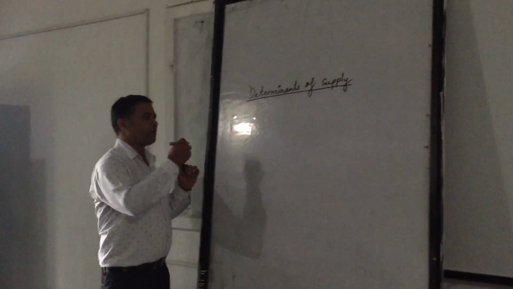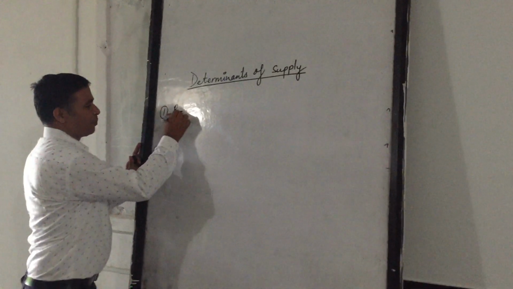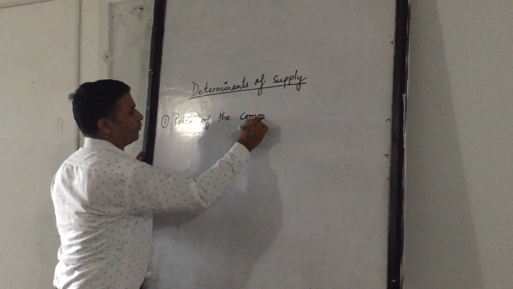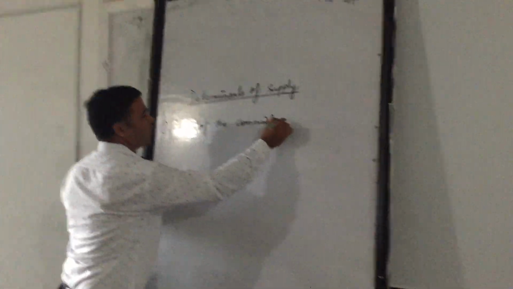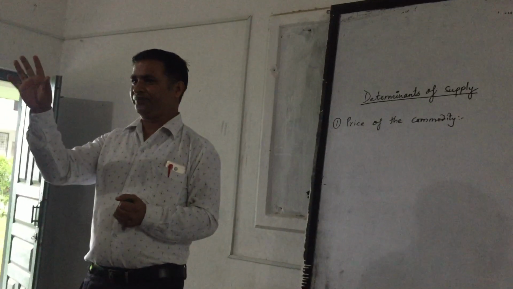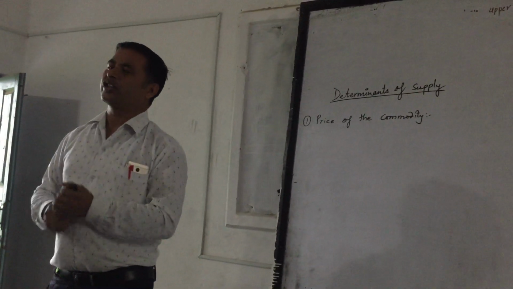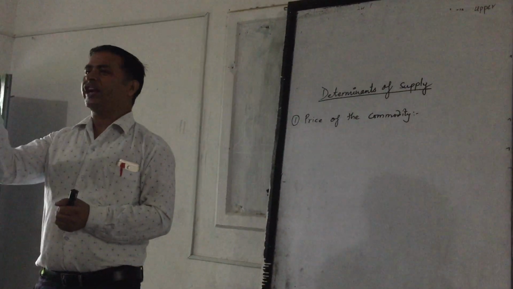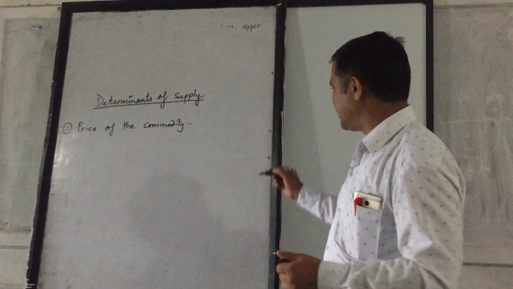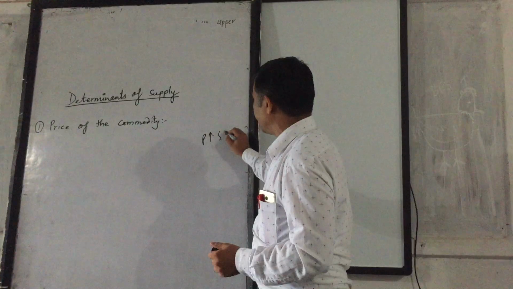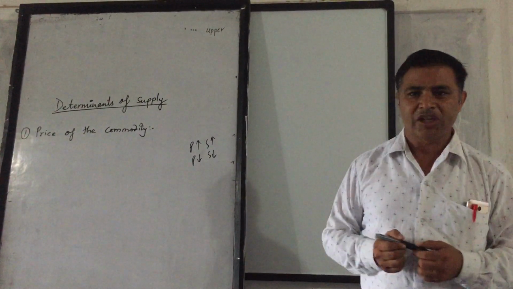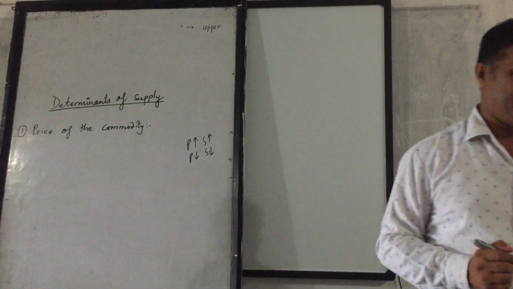The first one is price of the commodity. So you know very well that price of the commodity, it determines the supply. According to the law of supply, other things remaining the same, when price increases, supply also increases. When price decreases, supply also decreases. That's why it determines the supply.